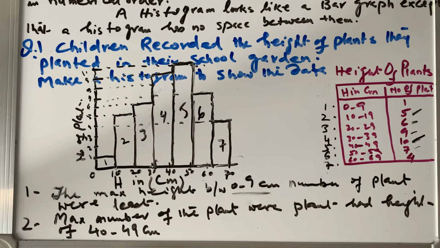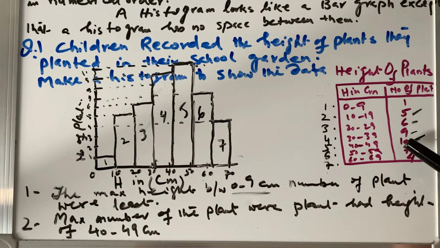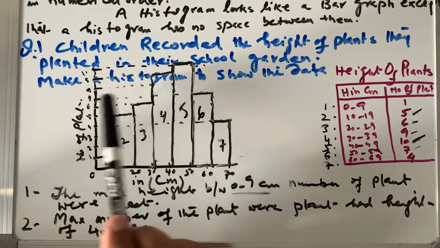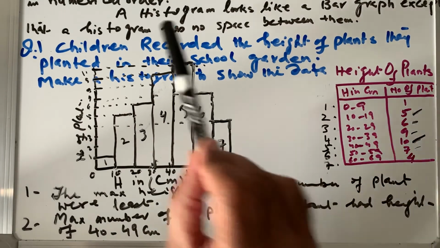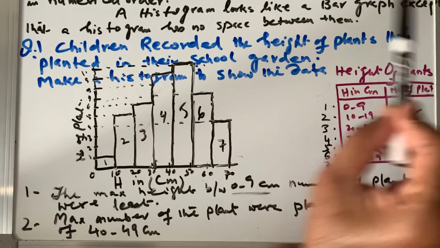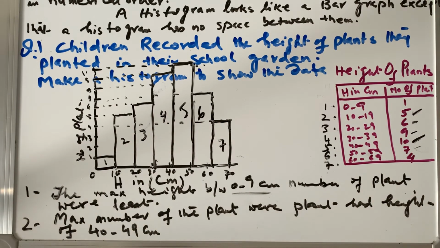So the question is that children recorded the height of the plants they planted in their school garden. They have this number of plants, and the question says make a histogram to show this data. So make the histogram, and remember that a histogram looks like a bar graph, except that a histogram has no spaces between the bars. And then we make two inferences. Inferences are what we can take from this data, what we can forecast, the output of the data.